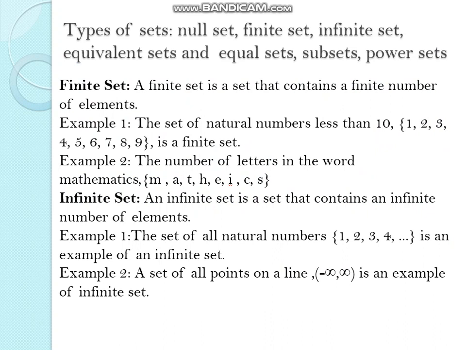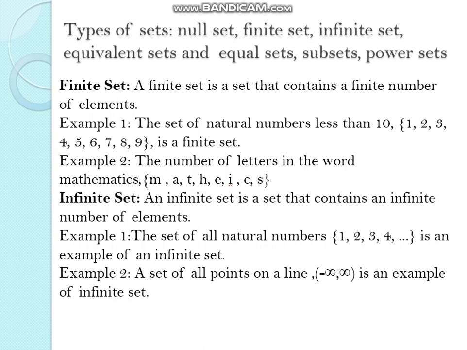A finite set is a set that contains a finite number of elements. For example, the set of natural numbers less than 10 is a finite set. We can say that the cardinality of the set is a finite number. Example 2, the number of letters in the word mathematics. We can count the number and that is a finite number. The cardinality of the finite set is a finite number.